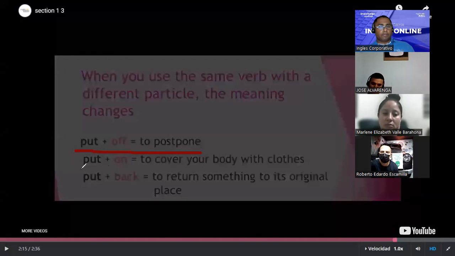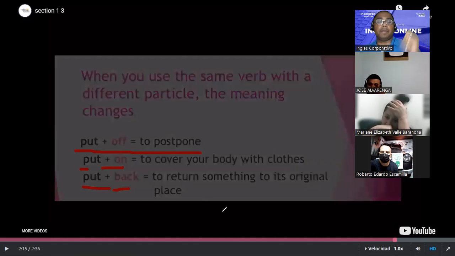Posponer algo. Put on es ponerte algo, ponerte una camisa. Put on a shirt. O ponerte los zapatos, put on your shoes. Y put back quiere decir, regrésalo donde estaba. Put it back, okay? Put back my cell phone. Put back my food. That's my pizza. Hey, put back my soda. That's my Coca-Cola. Put back my churros. My chips, regresa mis churros. All right, so put back es regresa algo. Mi taza, put back my cup.